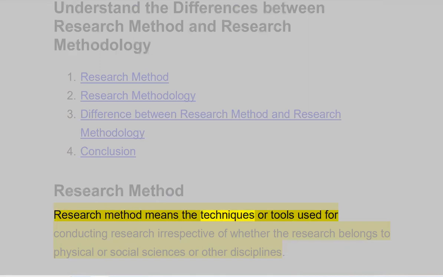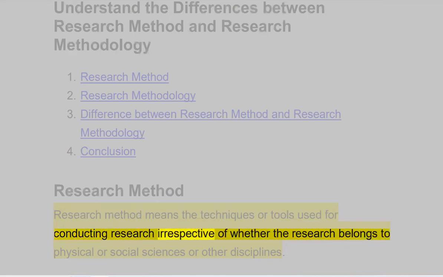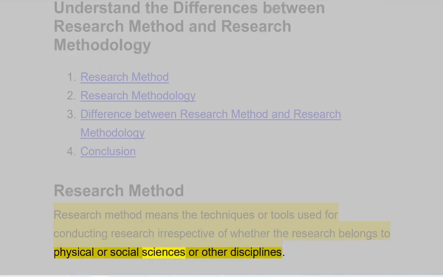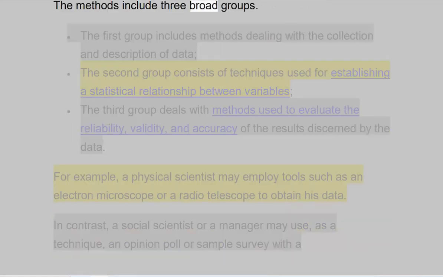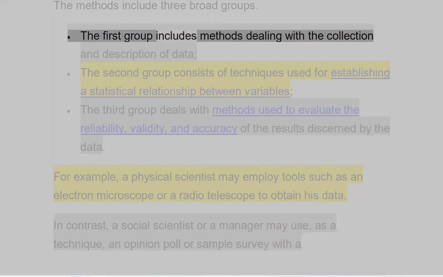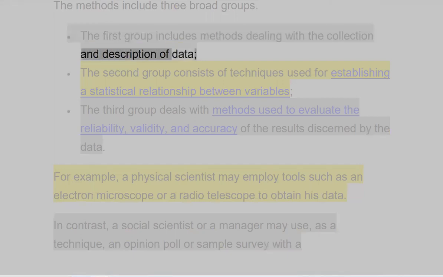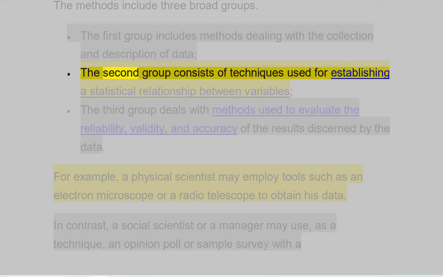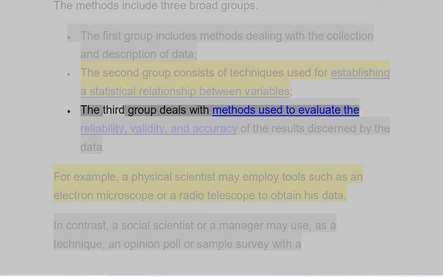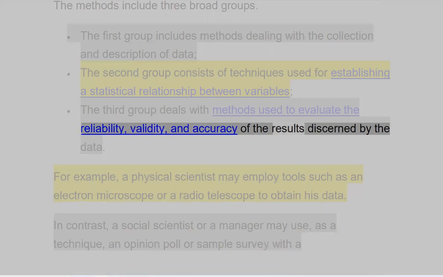Research method means the techniques or tools used for conducting research irrespective of whether the research belongs to physical or social sciences or other disciplines. The methods include three broad groups. The first group includes methods dealing with the collection and description of data. The second group consists of techniques used for establishing a statistical relationship between variables. The third group deals with methods used to evaluate the reliability, validity, and accuracy of the results discerned by the data.